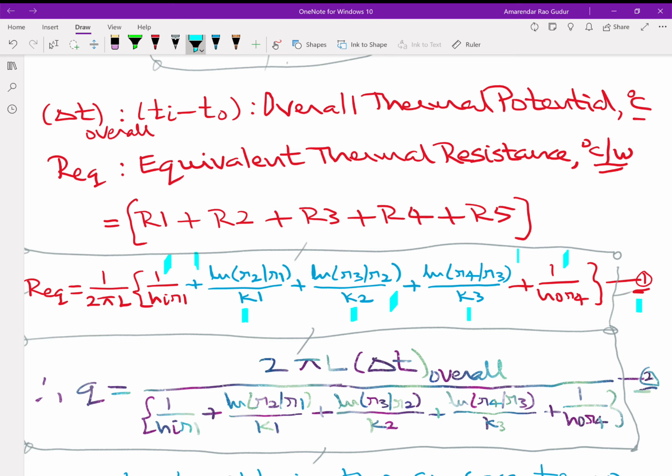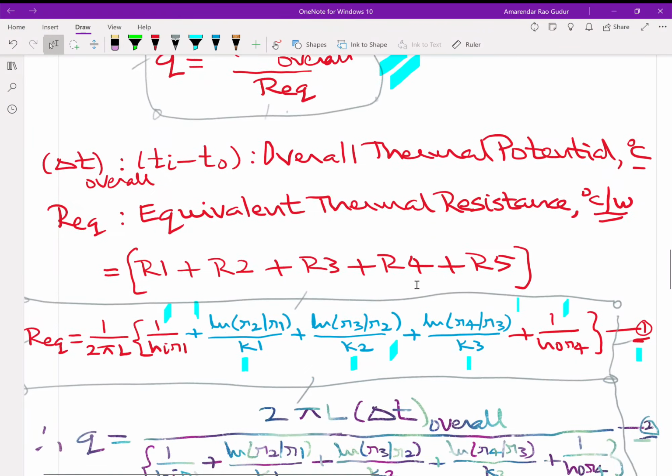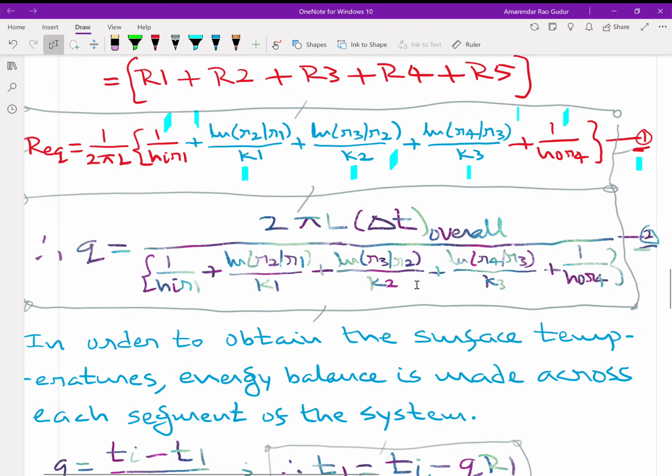Then one can substitute for del T overall and R equivalent in the expression for Q to get the general expression for the heat transfer rate, which is simply given by 2 pi L del T overall divided by all these terms, beginning with inner convection, ending with outer convection, and in the middle a number of conductive resistances. So this equation can be used to get the radial heat transfer rate.